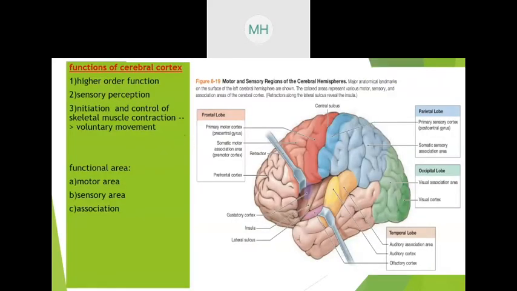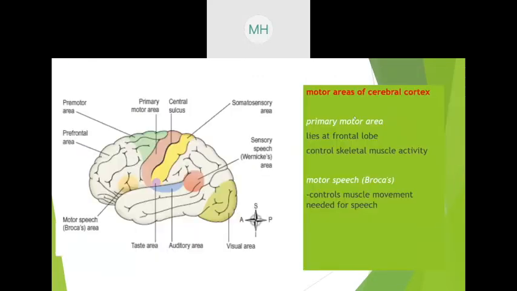So the function of the cerebral cortex is higher order functions, sensory perception and initiation and control of skeletal muscle contraction and voluntary movement. So according to the lobe, we have a frontal lobe, a parietal lobe, occipital lobe, and temporal lobe. Each lobe can be divided into the motor area and sensory area and association area.